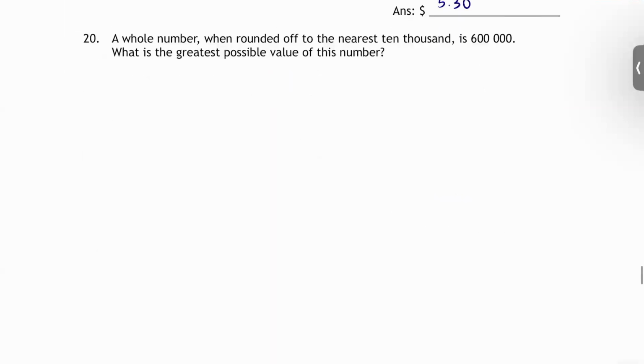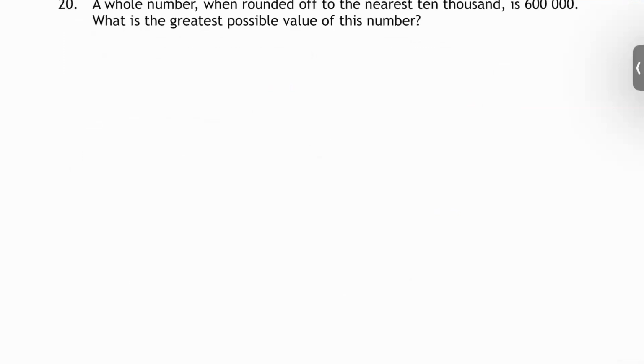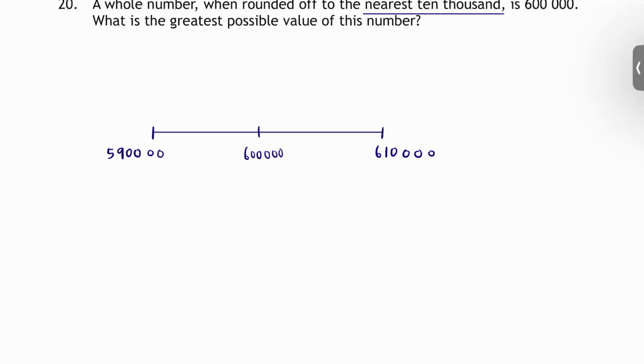Next question, number 20. A whole number, when rounded off to the nearest 10,000, is 600,000. What is the greatest possible value of this number? So for such a question, I like to draw a number line. And we know that the number rounded off gives me 600,000. So we are actually either rounding down or we are rounding up. This is 600,000. I will put plus 10,000 this way, and I'll subtract 10,000 this way. Okay? So we need to figure out what is the largest possible number.